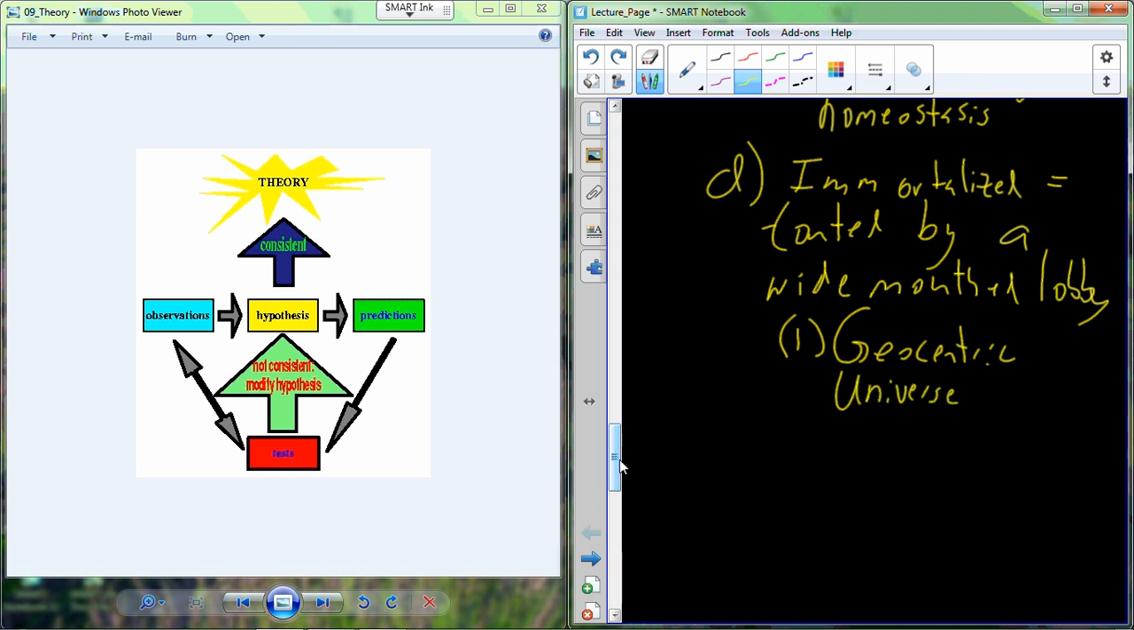If you didn't believe in the geocentric universe 500 years ago, you would have gotten killed. If you're killing your dissenters, if you're killing the people who oppose you, that's a pretty good way to make sure your ideas are going to stay preeminent ideas. I would also say that the concept of macroevolution probably falls into this category of immortalized.